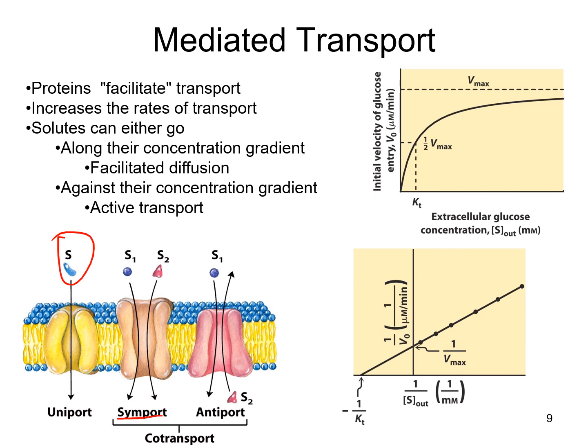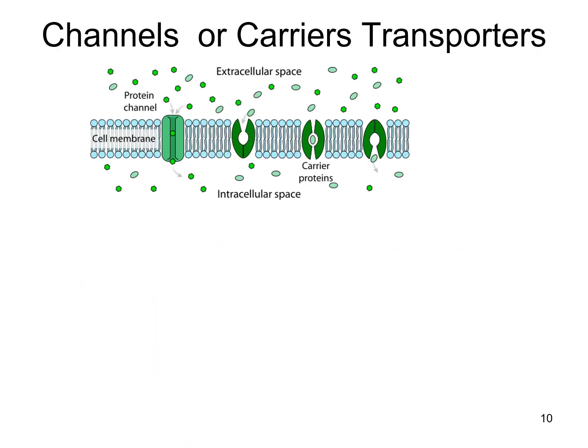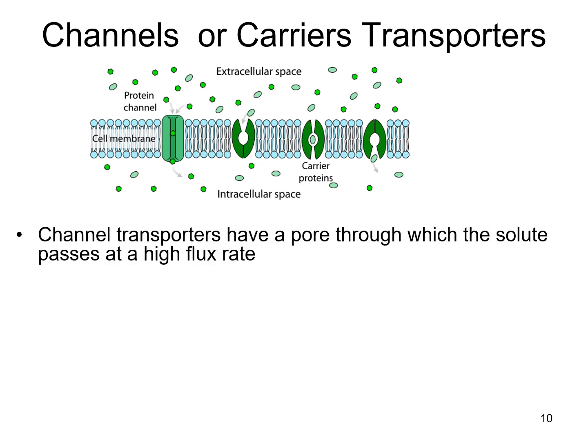A uniport moves one substance across a membrane. A symport moves two in the same, or the sim, direction. An antiporter moves two in opposite directions. So they are opposite, anti. There are also channels or carrier transporters.